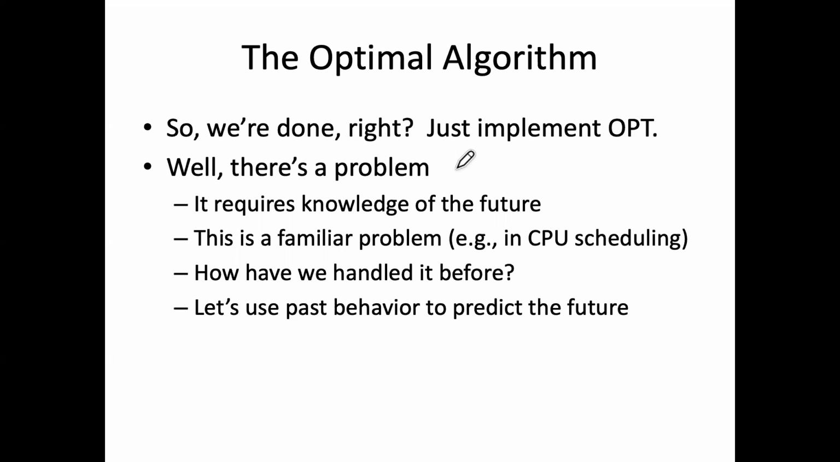We had the same problem with CPU scheduling. What did we do there? Well, we assumed that past behavior was a good predictor of the future. That's not guaranteed to be right, but I think it makes some sense. We could do the same thing here. Instead of knowing what a process is going to reference in the future, we could at least know what it has referenced in the past, and we could assume that's representative.